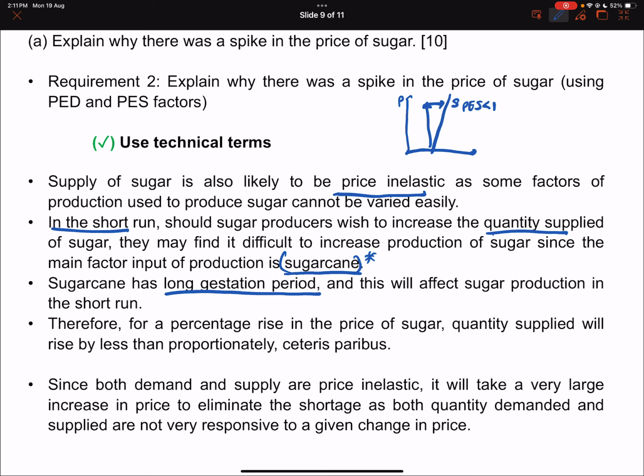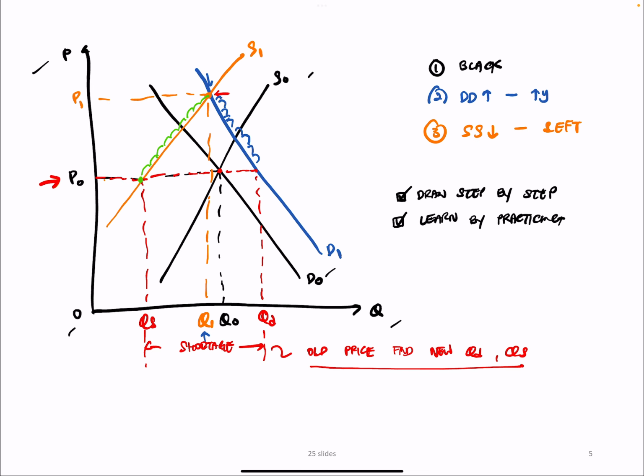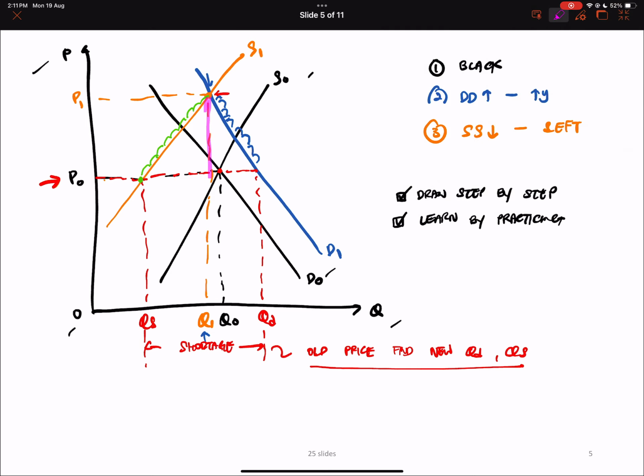And then finally, we're going to end off by saying, okay, so if both demand and supply are very, very price inelastic, what you will see is that, so here I've actually drawn it very, very steep now, right? So what you can see is that the prices need to rise by a lot, in order for this quantity demanded and quantity supplied to meet.